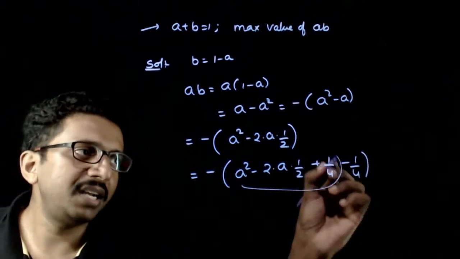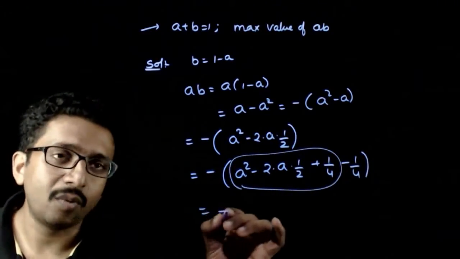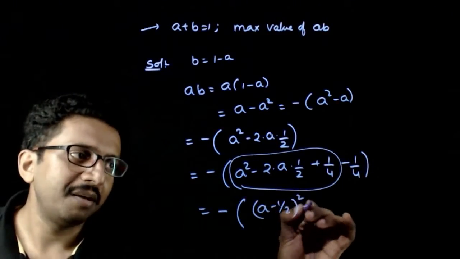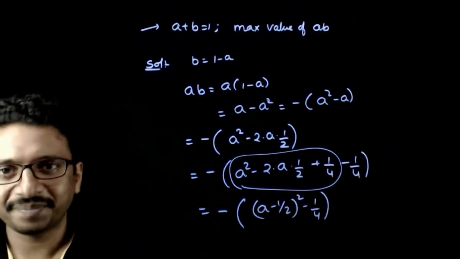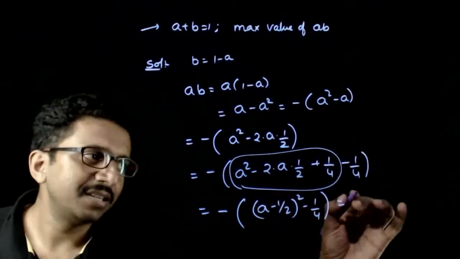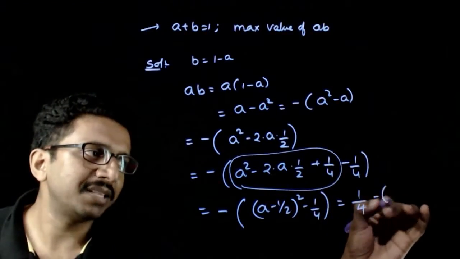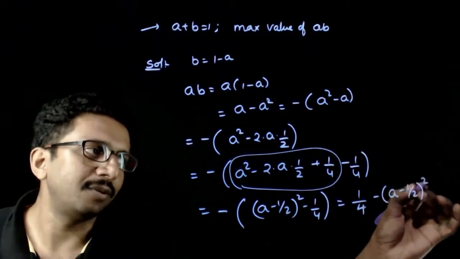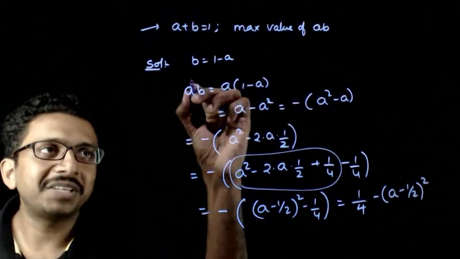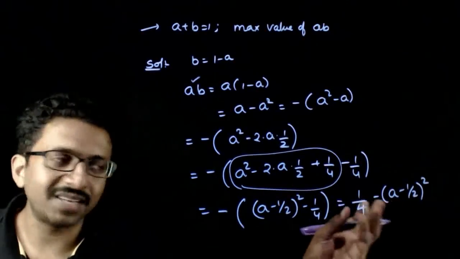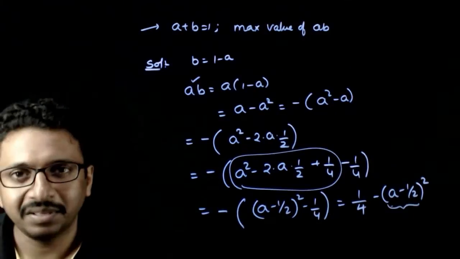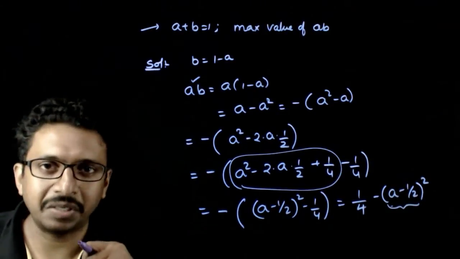Now these three terms combinedly, what do they become? Minus of a minus half whole square minus 1 by 4. Now I'll again take this minus and multiply it inside. So you have 1 by 4 minus of a minus half whole square. So the expression ab in terms of a is nothing but 1 by 4 minus of a minus half whole square. Now let us apply our logical reasoning.